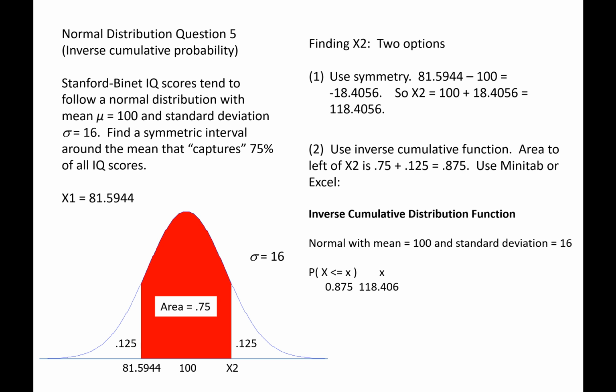So we would say that 75% of all IQ scores are between 81.59 and 118.41 IQ points. So that's it for this one. Go and make sure you understand how to do this stuff with the practice problems. Get familiar with Minitab and Excel, and we'll see you later.